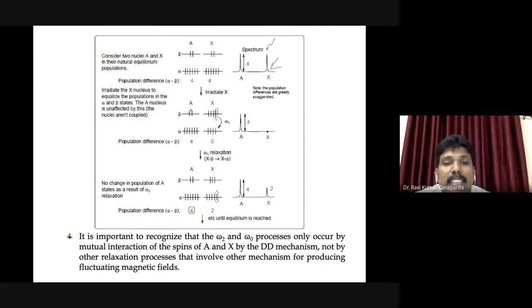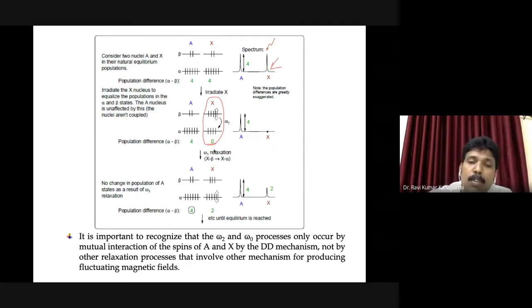For A we are not changing anything, so there is still a population difference of 4, and the corresponding signal can be seen. But X is saturated under this condition. Saturation is a process of making equal population in the ground and excited state. Therefore, there won't be any transition, and we don't see any signal for that, and it is shown here just with a small dot. I'm sure you are following what I'm saying.